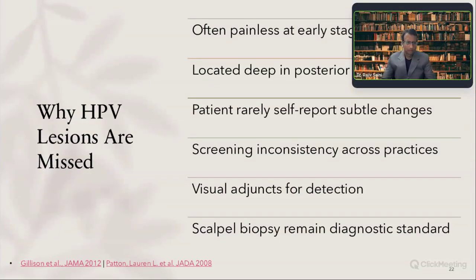Visual adjuncts can help in further making clinical decisions. And biopsy is the gold standard, definitely. Whenever there is a doubt, we can always refer to ENT. And early escalation definitely improves the patient's overall response and outcomes, and screening must be routine in dental practices, especially of the oropharynx region.